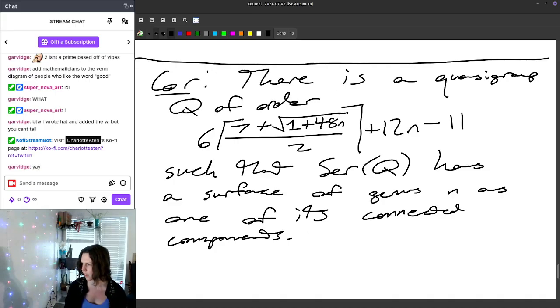I almost forgot to say this is for n not equal to 2. It probably works with n equal to 0 and 1 as well, but okay, fine. For n not equal to 2, there is a quasi-group of this order which has, when you do this serenation process, when you make the shape out of it, that surface of genus n as one of its connected components.